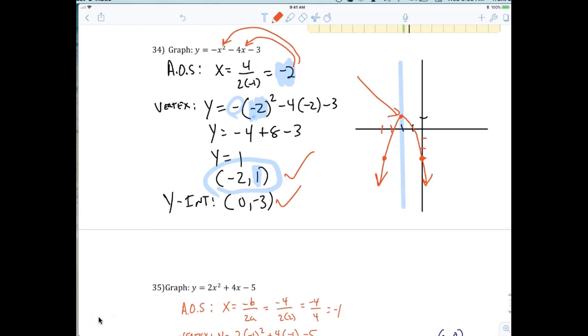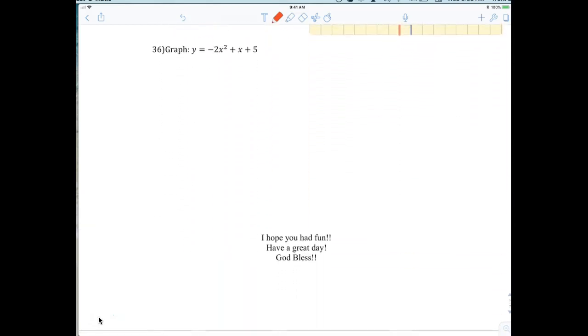All right, last one, guys. Now why is this one annoying? It's a fraction. So here we go. Axis of symmetry: x equals negative b over -4, which is 1/4. Does everybody agree with that?